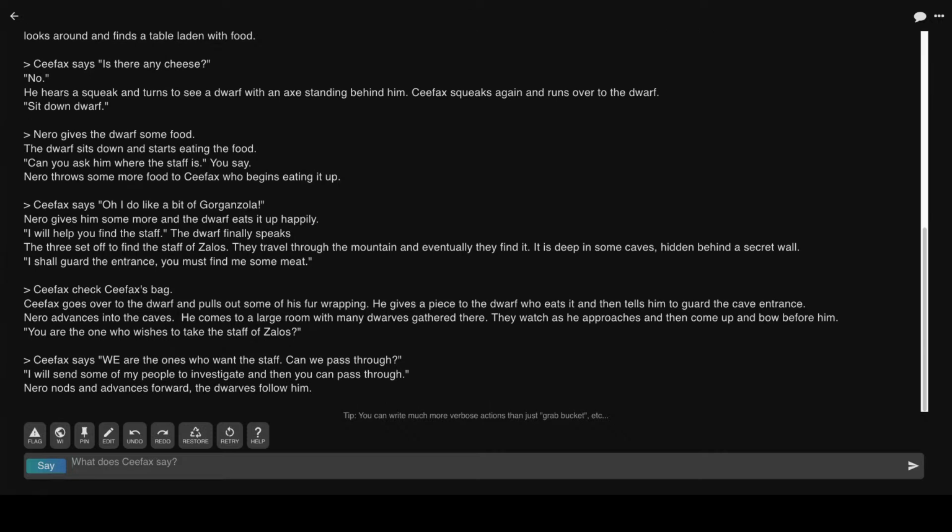Okay, so I guess Nero doesn't seem to care too much. So Cefax says we are the ones who want the staff. Can we pass through?